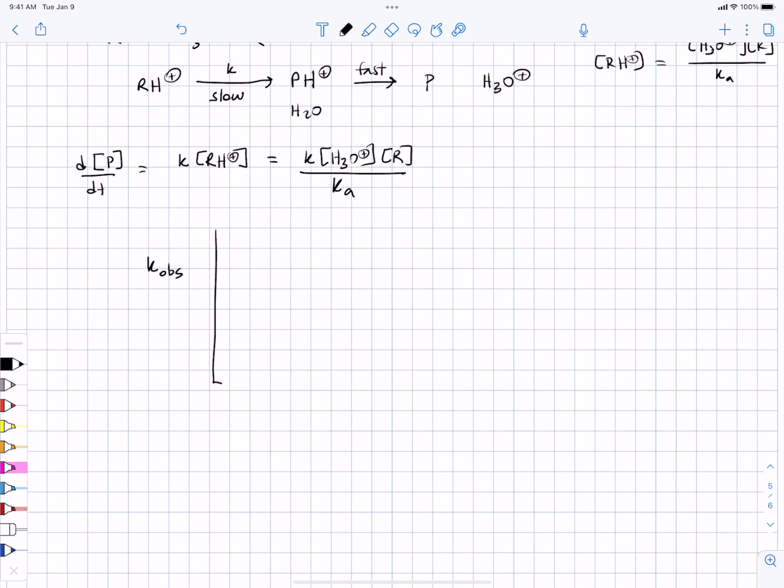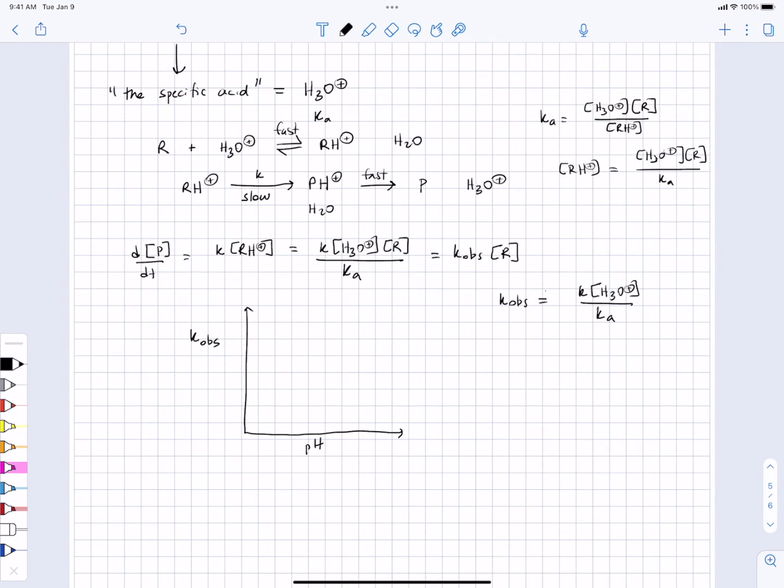So if we were to look at this equation and increase the pH, that's going to lower the concentration of hydronium, and that should lower the value of the observed rate constant and slow it down. So a hallmark of specific acid catalysis is pH dependence in the rate.